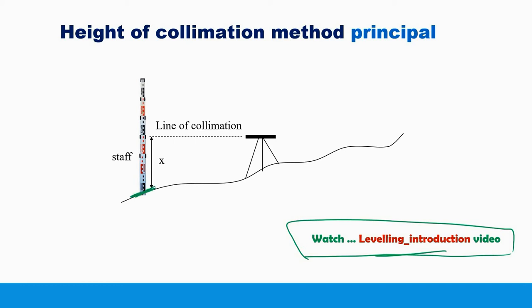Now here guys, the principle of the height of collimation method is very simple, which is about just calculating the height of this line, which is called the line of collimation. So this is the level, the instrument. In this method first we are going to calculate the height of this line. In some references you will see the term height of instrument as well, which is the height of the center line of the level, which is this line guys. So in this method we are going first to calculate the height of the collimation line, this line, and then we are going to calculate the reduced levels of the unknown points.